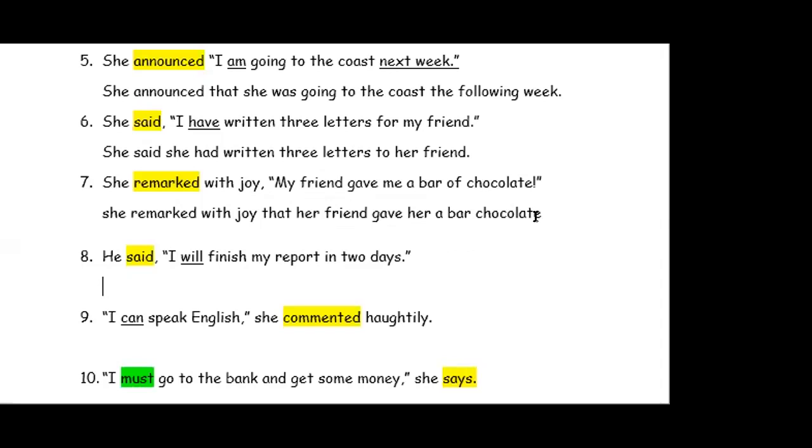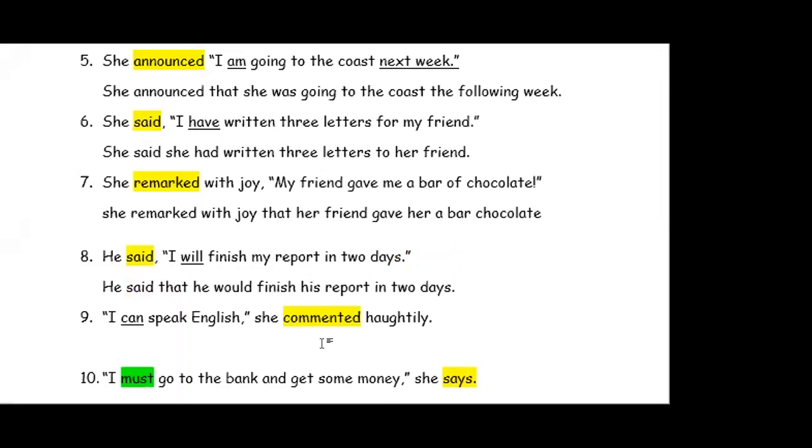Okay, so let's see what Michael has said. Michael said, he said that he will finish his report in 2 days. Everything's correct besides one verb there. "Will" changes to "would" in the past tense, right? So he said that he would finish his report in 2 days. Okay, well done, Chris.